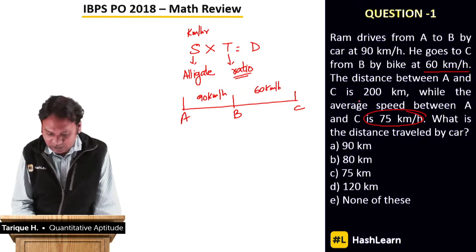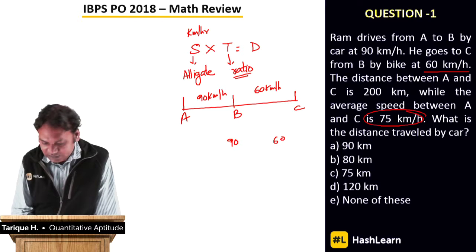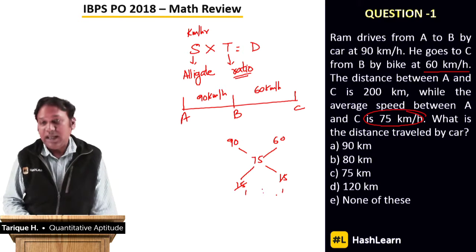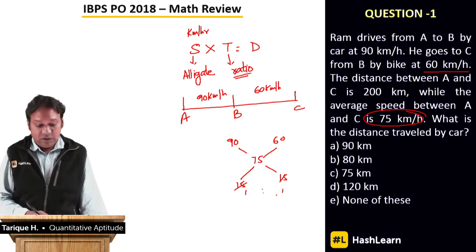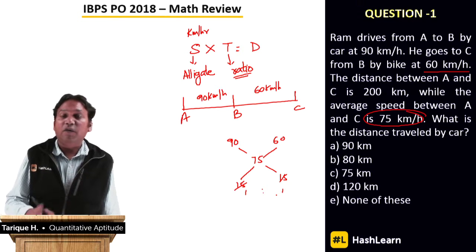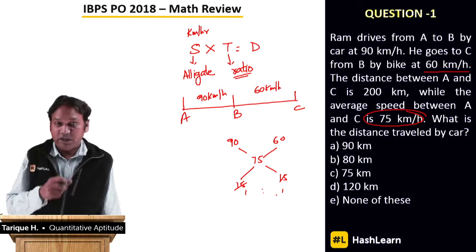So what we'll do here quickly, let's see. We'll take 90 and 60, and 75 we'll put at the center. 90 and 75, this is 15, and 75 and 60, that is also 15. So we get a ratio of 1:1. That means that the time taken to go from A to B is the same as the time taken to go from B to C. Okay, so that's a very useful piece of information.